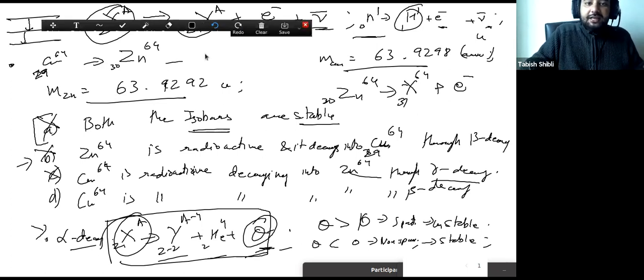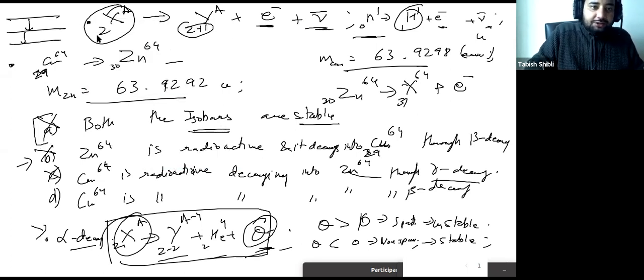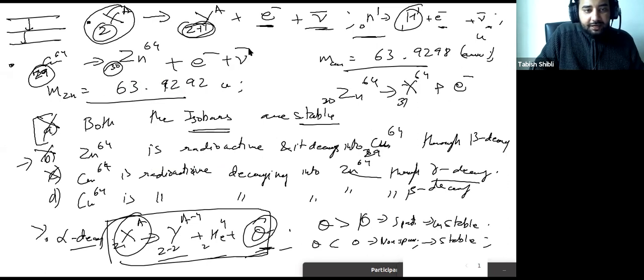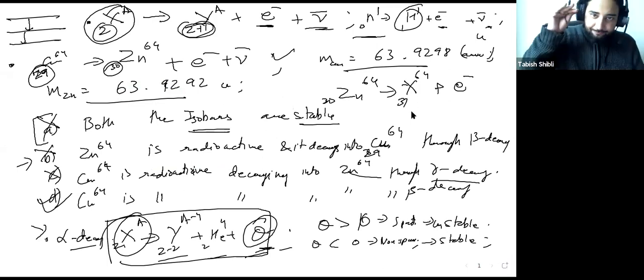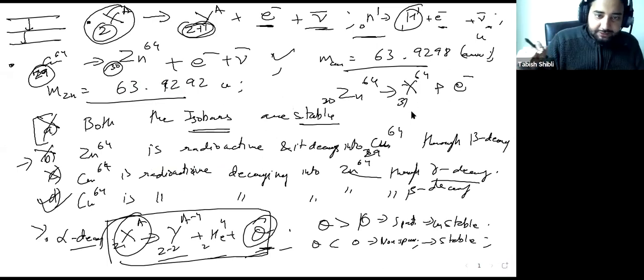Now this can happen. This is essentially a reaction just like this, because you have a Z here, which was 29, and it goes up by one, which is 30 here, plus an electron, plus an antineutrino. This can absolutely happen. So that's why only D is the right answer. Does that make sense? So you'll have to go through each and every one and check whether this works or whether this does not work.